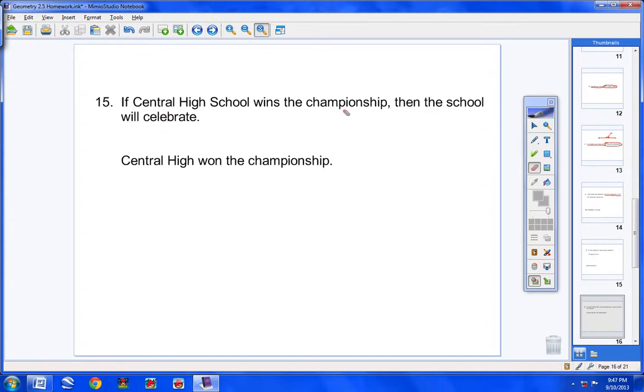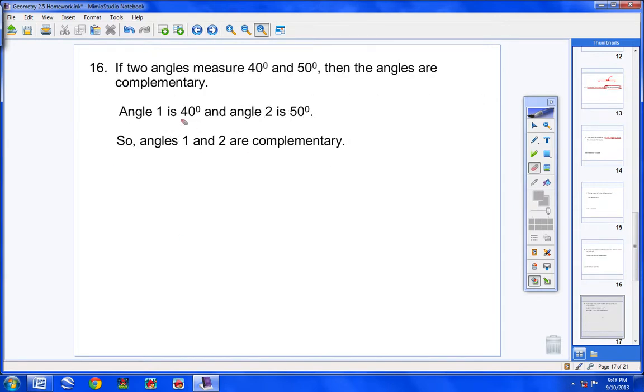If Central High School wins the championship, then the school will celebrate. Central High did win the championship. So what can we conclude? The school will celebrate. Okay? That's numbers 13, 14, and 15. Now, number 16 is a good, nice, solid, higher level thinking problem. So I hope that you'll pay attention and give this a shot. You might not get it, but you can try, okay?